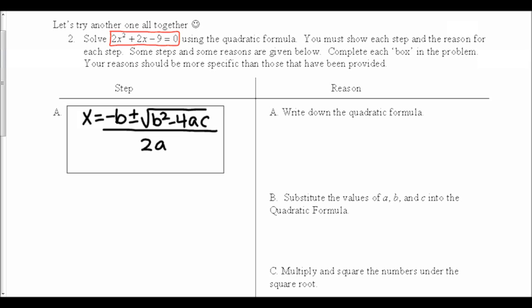First step is to write down the quadratic formula. I did that in box A. X equals the opposite of b plus or minus the square root of b squared minus 4ac all over 2a.